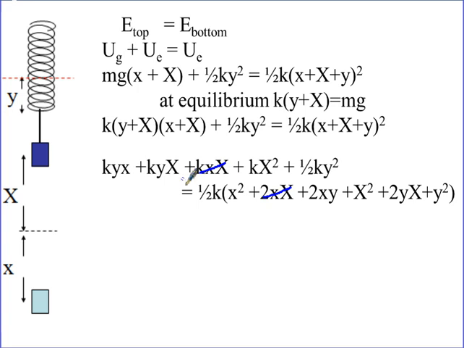And here we have k capital X squared. Here is one half k y squared, and here is one half k y squared. So those two go. Here is kyx, and one half k times 2yx gets you a kyx there. So those two go. And that's all the pieces I can get rid of.